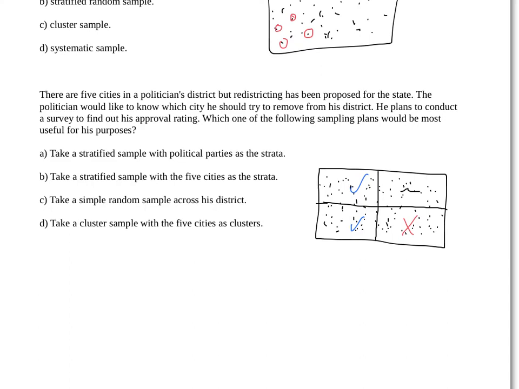Okay? So that's probably the hardest part of this first lesson, the distinction between cluster samples and stratified samples. Stratified sample, you sample from every group. Cluster sample, you don't. And in a cluster sample, you want your groups to be more or less representative of the population. Okay? Let me know if you guys have any questions on that.